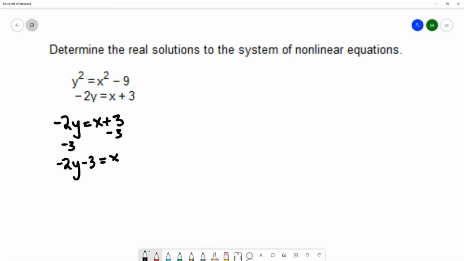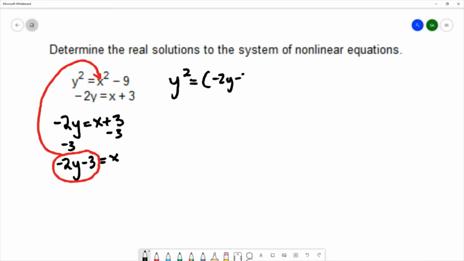And now that I've solved for that variable, I want to substitute into the other equation. I'm going to substitute in for x into the other equation. And that gives me y squared equals negative 2y minus 3 squared minus 9. And this gives me an equation with only one variable. And I want to simplify.